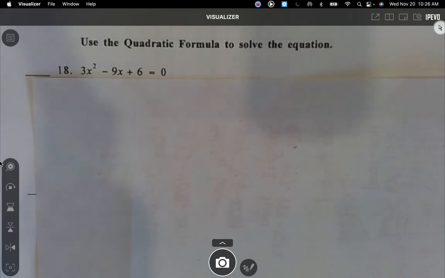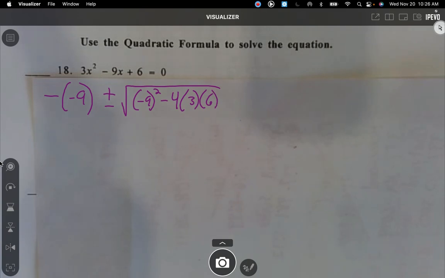Okay, so it's negative b. What is b? Negative 9. Sorry. X equals negative b plus or minus the square root of b squared minus 4ac, all over 2a. Now make sure this was a, b, c. It helps if you see how it goes. X equals negative b plus or minus square root b squared minus 4ac, all over 2a. And you just plug them in.